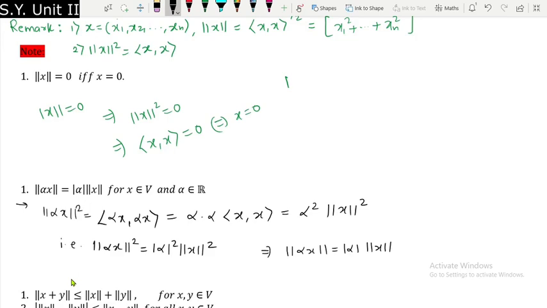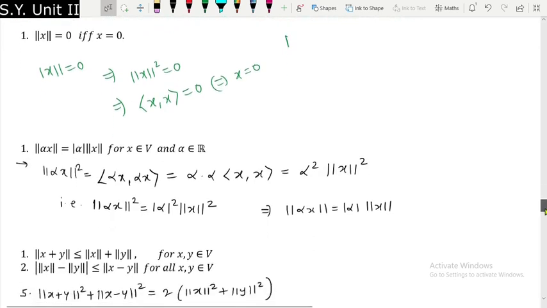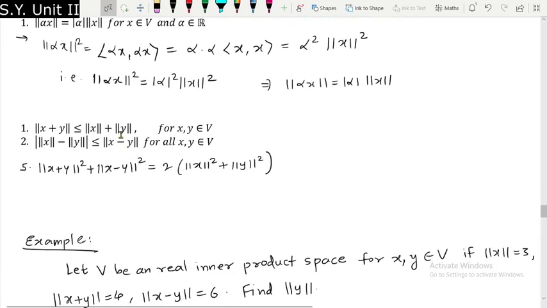It means if you want to understand the meaning of the property, if you have some real number alpha over here and you take it out, then once it comes out it becomes mod. Just keep it in mind. Now these two properties are very lengthy, so I will not go into details. You can try it on your own.